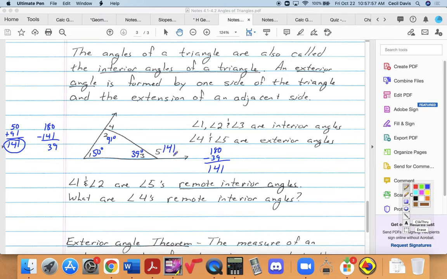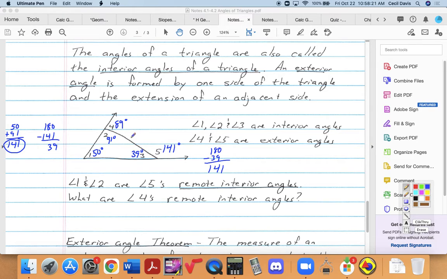But let's face it, would it be easier to just add those two together and say that this is 141? Let's try that for angle 4. If we do that, that should be 50 plus 39. It's 89. Does that work? Yes, because 89 and 91 makes 180. That's crazy.